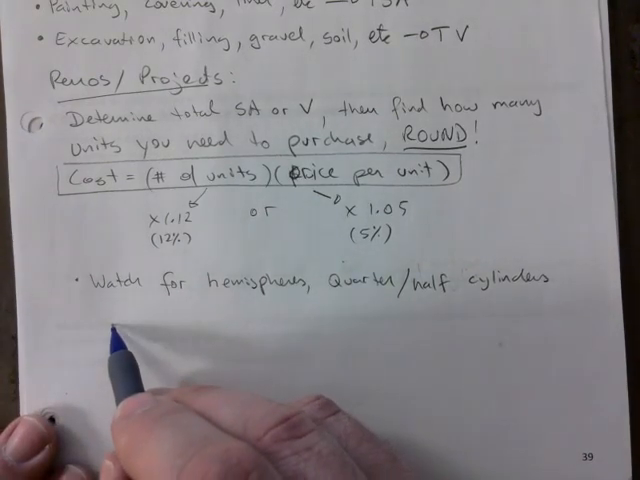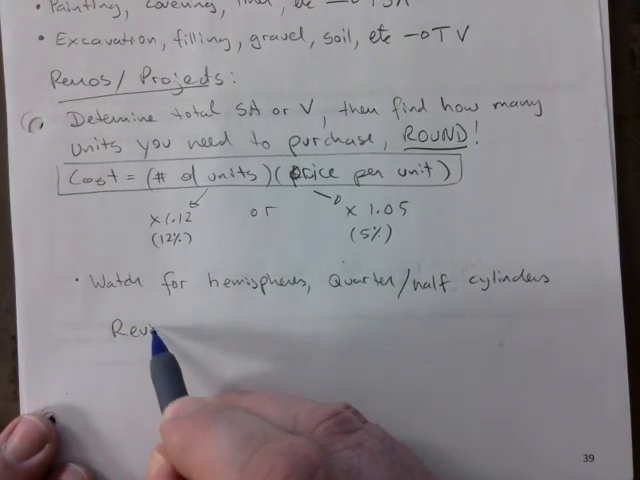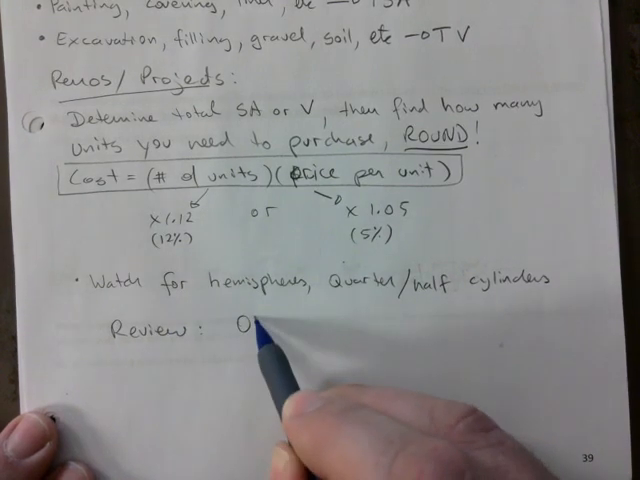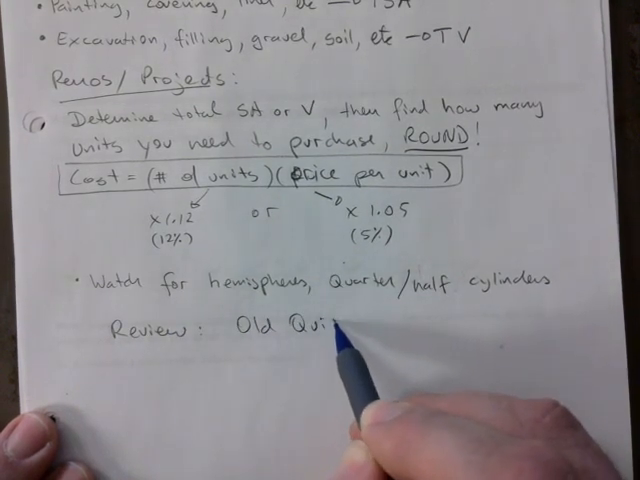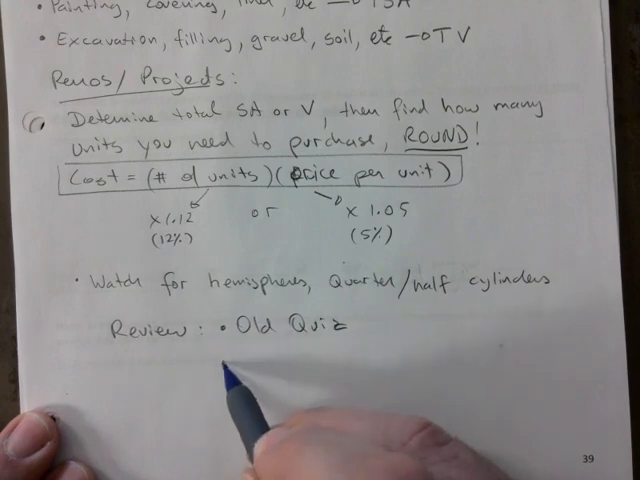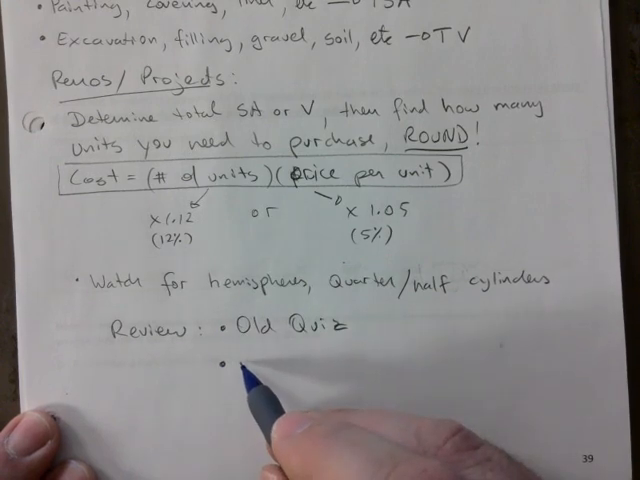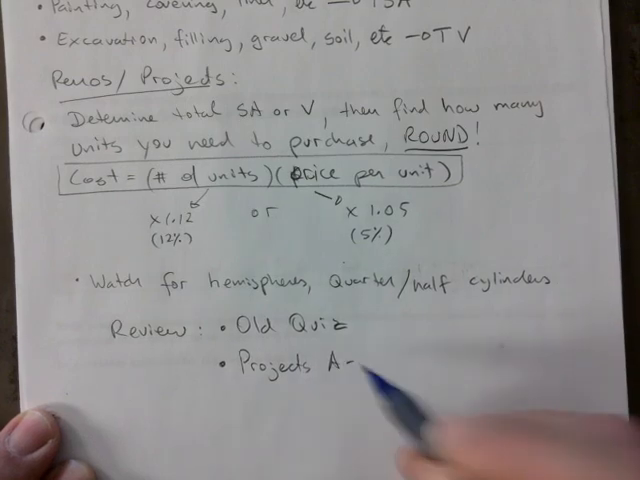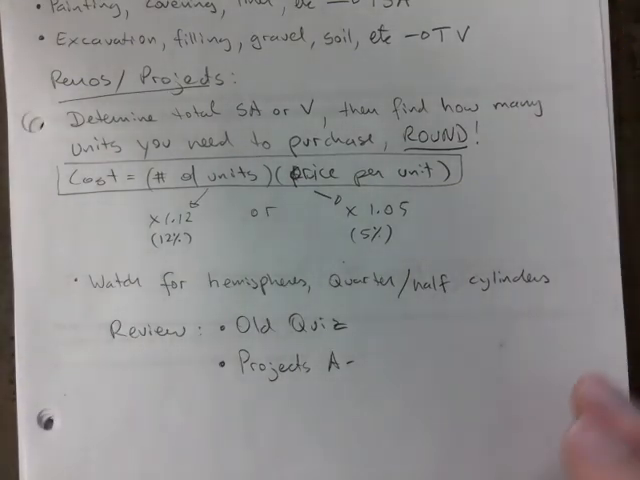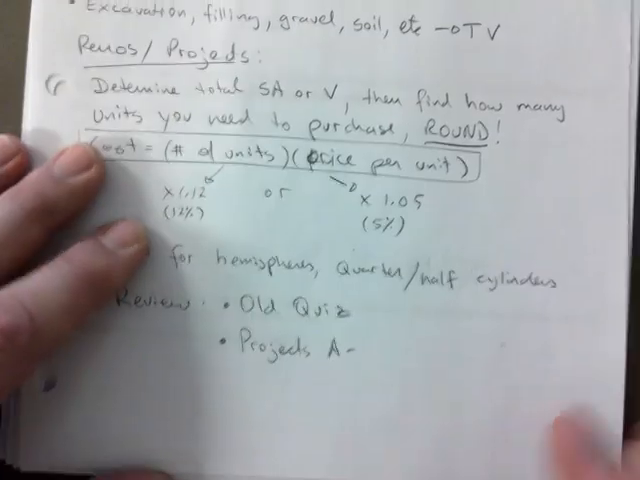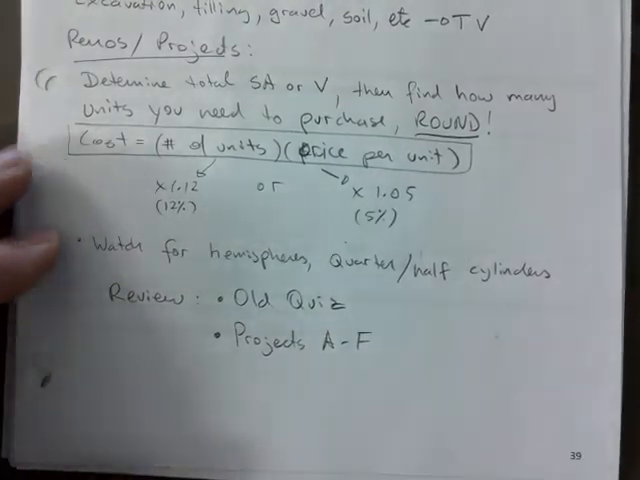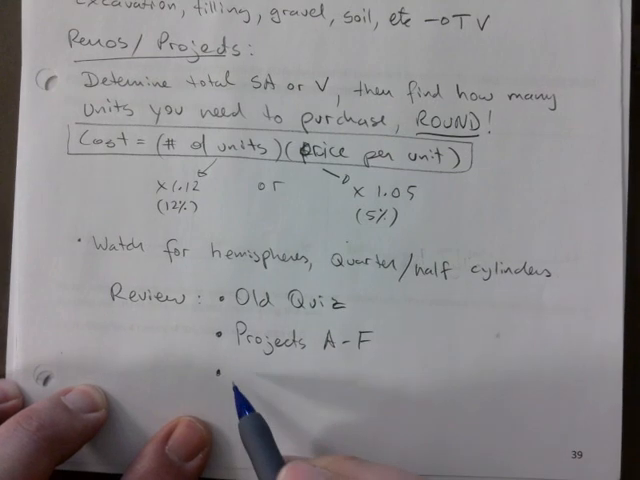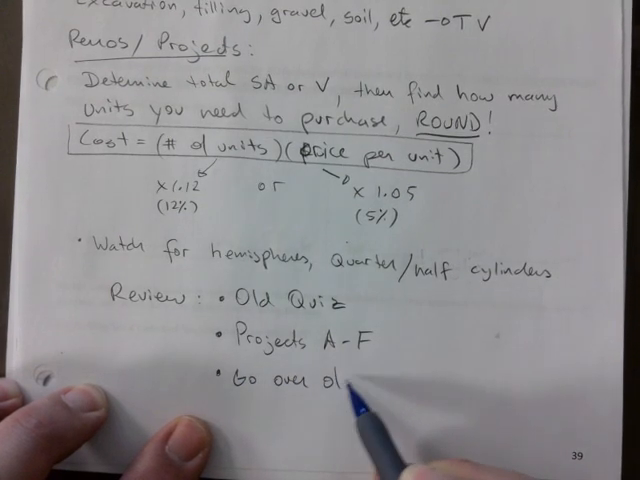So if you want to review, I will give you an old quiz. I will say just do the major projects. Projects A to, let me just check, is it A to F? Yeah. A to F, and go over old ACs.